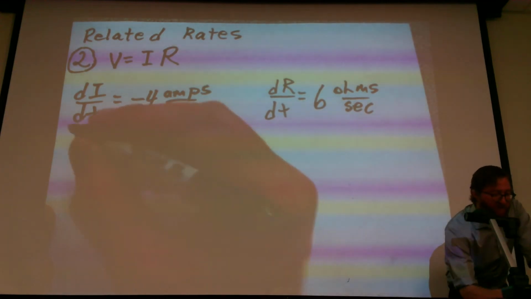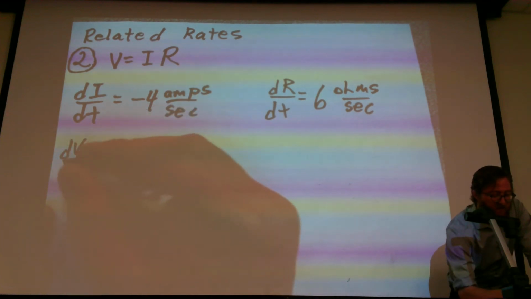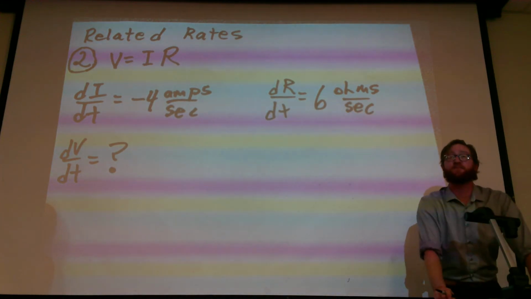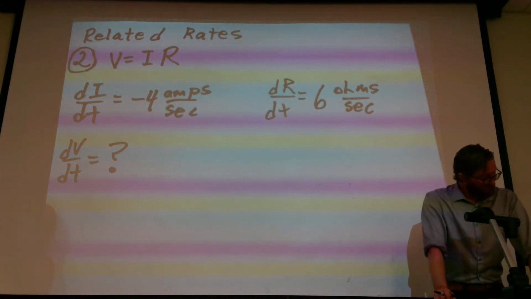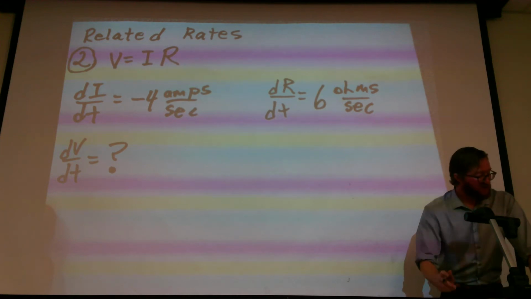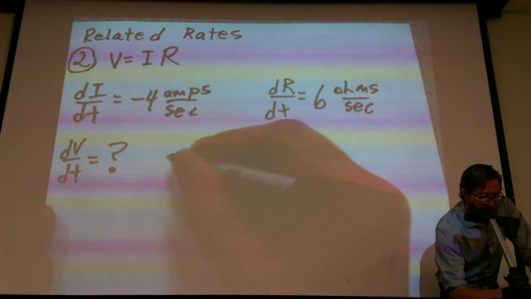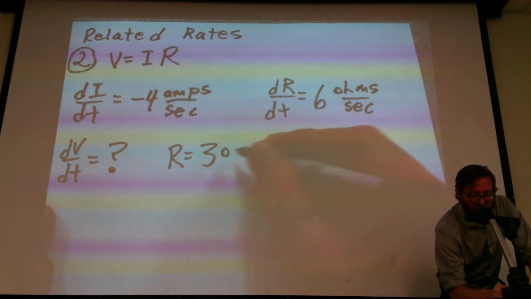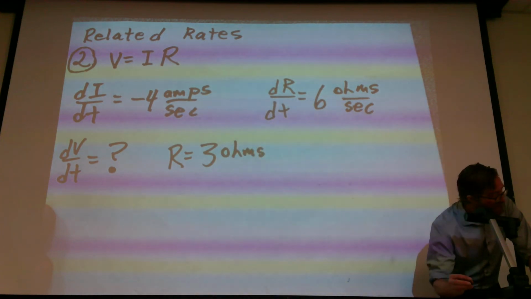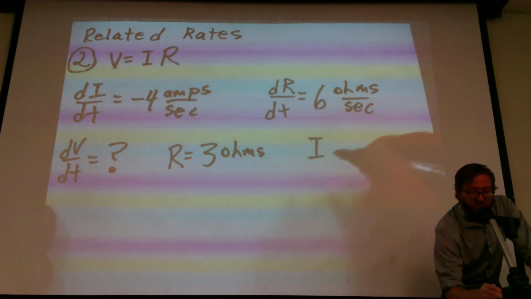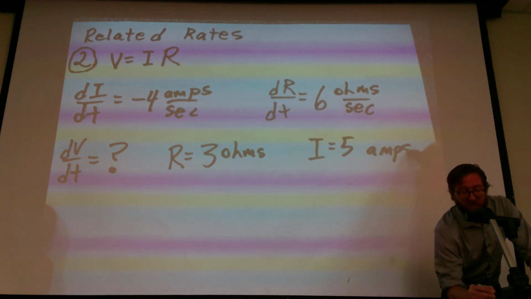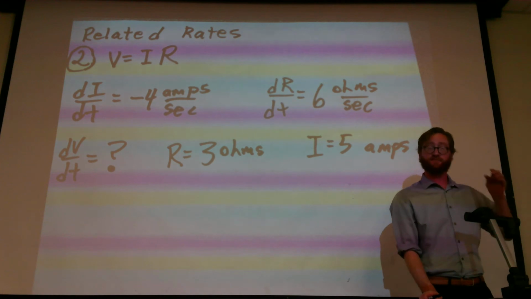Okay, so that's what we're looking for. We're looking for the changing of the voltage with respect to time. That's the big question that we're looking for. When the resistance is 3 ohms and the current is 5 amps. So that's telling us that the resistance is going to equal 3 ohms and the current is going to equal 5 amps. So that's all of the information that I've been given inside of this problem.